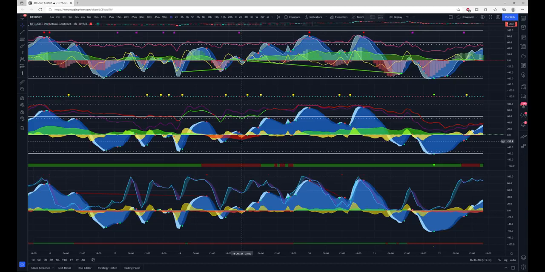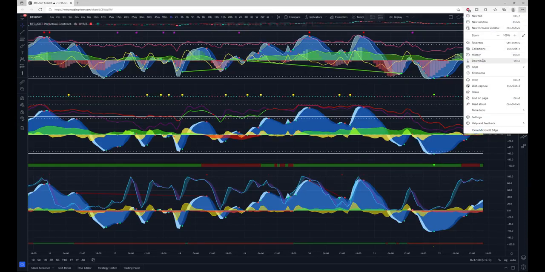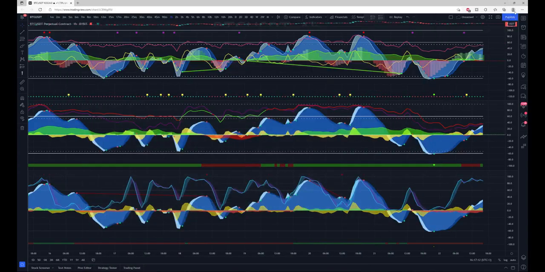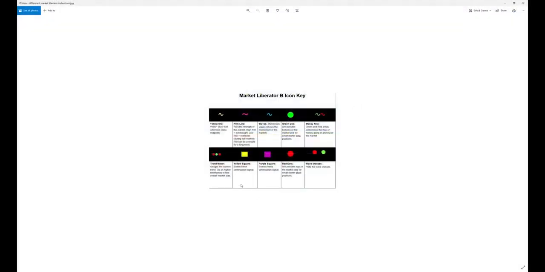And now another thing that the Market Liberator does have that the others do not, these yellow and purple boxes here, which if we take a look at the documentation, it says that these yellow dots are uptrend continuation. So let me pull up the little key here. Nope, this is the wrong one. Yellow square, bullish trend continuation signal. Purple square, bearish trend continuation signal.